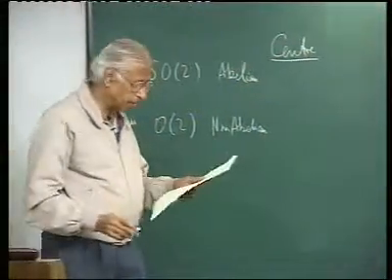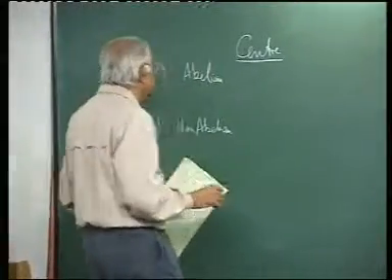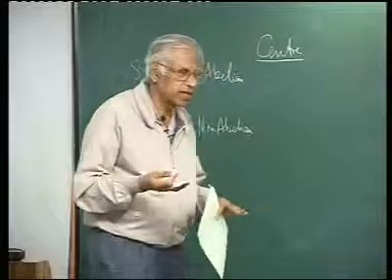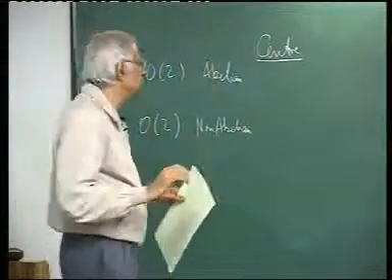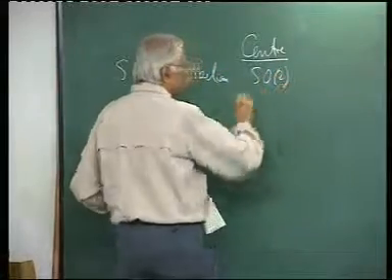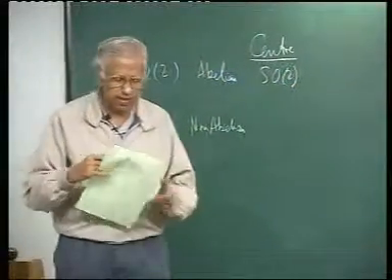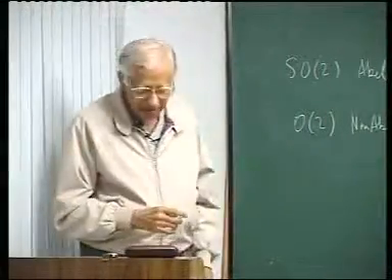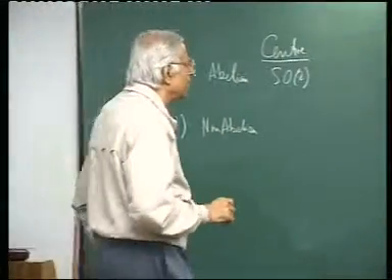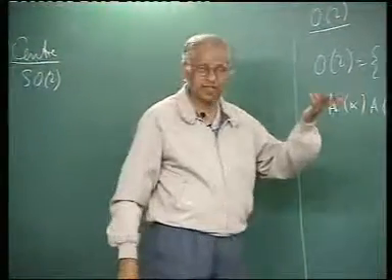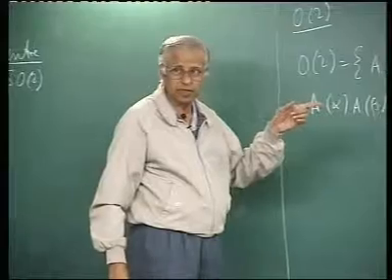Since SO2 was abelian, its center, that means the elements of SO2 which commute with everything, consists of everything. Correct? So this is SO2. It's abelian, every element belongs to the center. What about O2? What elements of O2 commute with everything in O2?